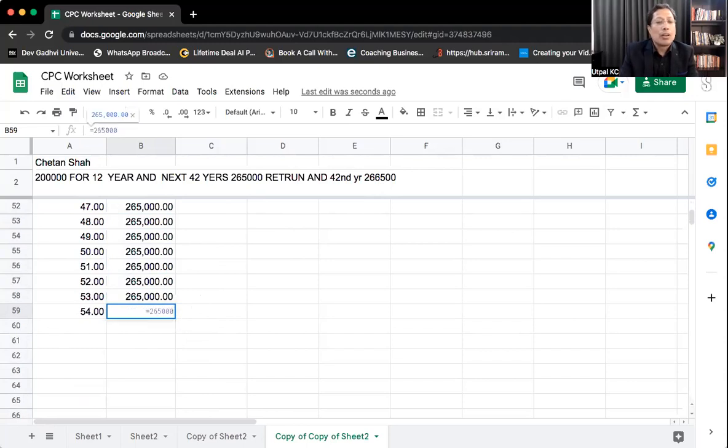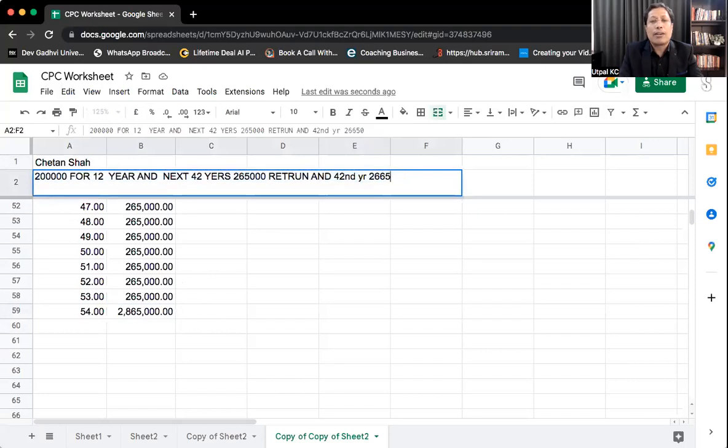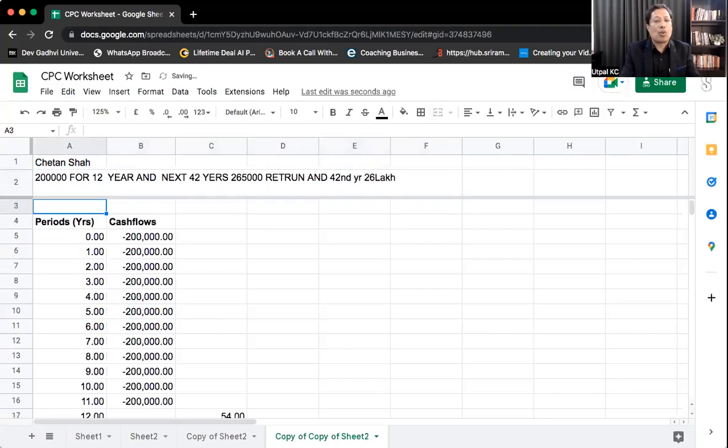Okay, just a moment. 2,65,000 plus 26 lakhs. Correct, Chetan sir? Okay. So now 47 years, 26 lakhs, right? So I'm correcting it. Okay, 26 lakhs. Okay, so now you know what to do.